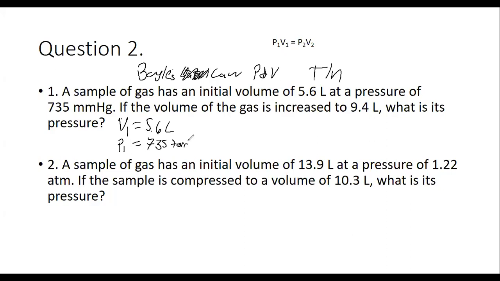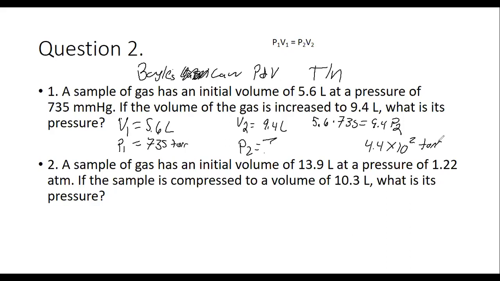So if the volume of this gas is increased to 9.4 liters, what is my pressure? That's a simple calculation. P1 V1 equals P2 V2. 5.6 times 735 equals 9.4 multiplied by pressure 2. Divide each side by 9.4. You should have 2 sig figs. So it's 4.4 times 10 to the second torr.